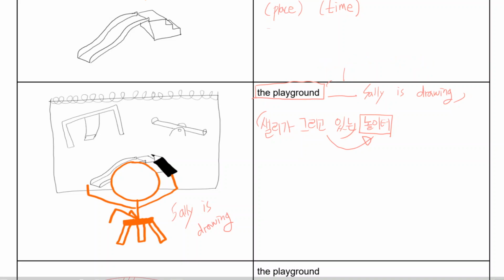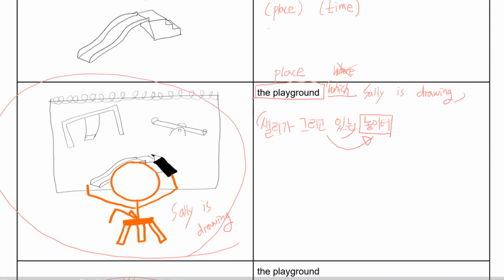So the first thing that comes to your mind is probably where, because the playground is a place, right? So you want to put where here, but it is wrong. You need to put which here, because as I said earlier, the situation matters, okay?